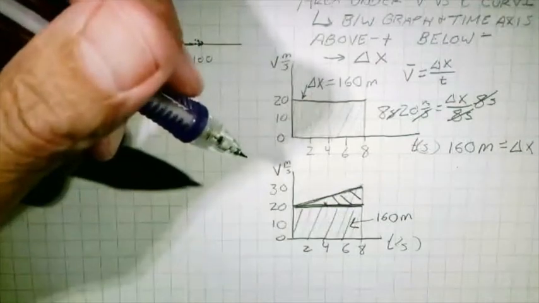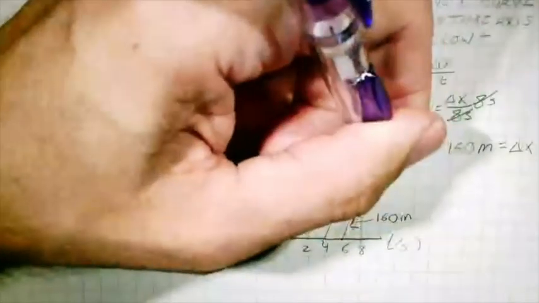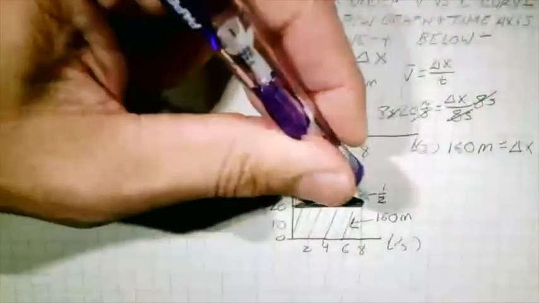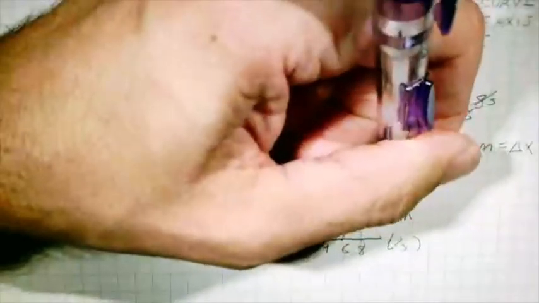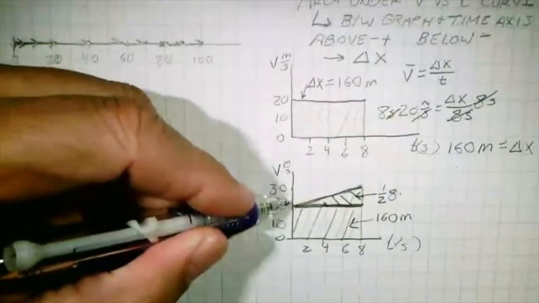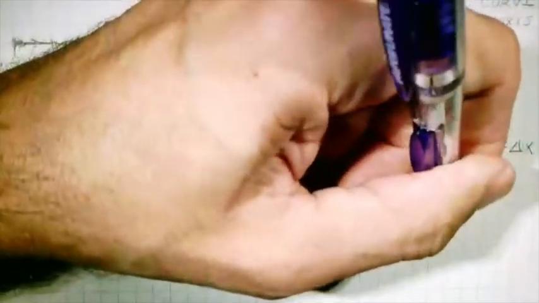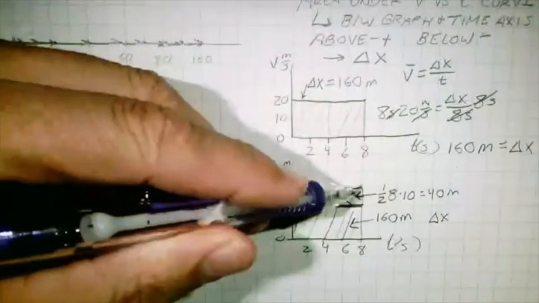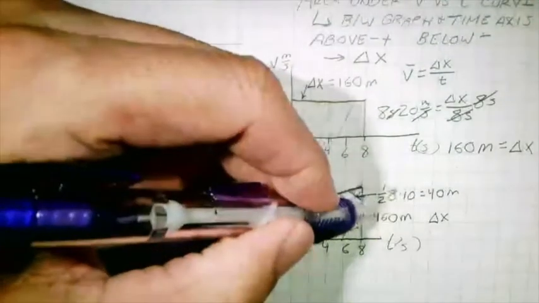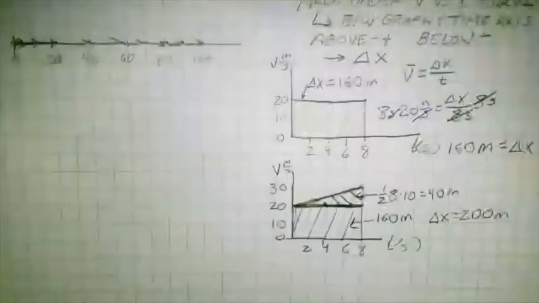We have 160 meters. This triangle is 1/2 times the base, which is 8, times the height, which is 10. The height of the triangle is 30 minus 20, times 10 equals 40 meters. So the total displacement is the area under this curve, the whole of that. 160 plus 40 is 200 meters.